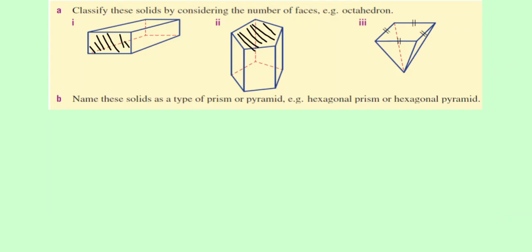I want you to have a go. I really don't know why I've mixed those slides up. Anyway, have a go at first naming these solids and then trying to name the type of prism or pyramid that they are. So pausing it now, and off you go and have a go.